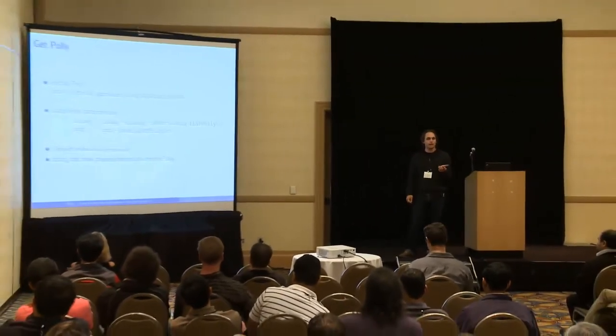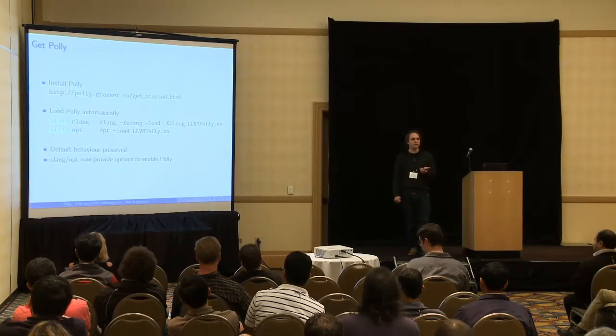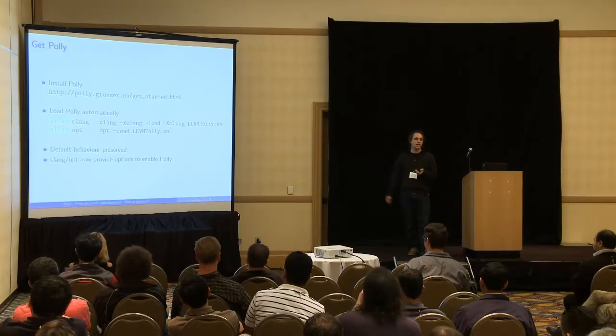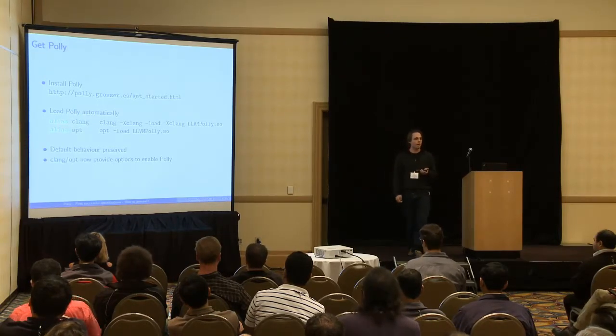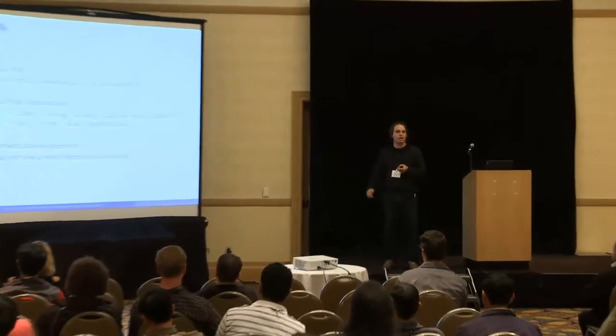So what is Polly, or how does Polly work? We just start with a very simple example of how to use Polly. Basically, you install Polly, which is very simple. You just put it into the LLVM source tree, compile it, and you get a shared object file. Then you load it into Clang or opt, which is basically just defining a shell alias, and your Clang and opt are Polly capable. It doesn't change anything, so your Clang will act as always. But you have the Polly flags available, so if you want to try some Polly optimizations, you can.